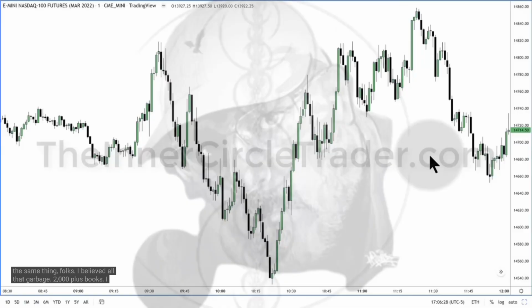2,000 plus books. I know what those books told me is what you are learning too. Because the same people teaching today, retail garbage, Elliott Wave this and that, it's all stupid stuff, man. It has nothing to do with why these markets are doing what they're doing. Zero has nothing to do with it. Don't worry, I got proof today.